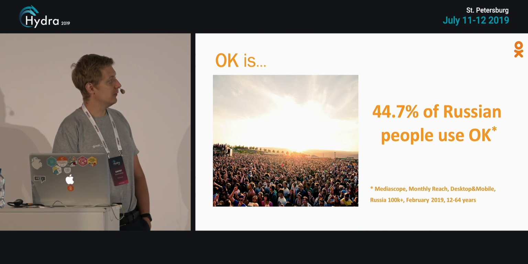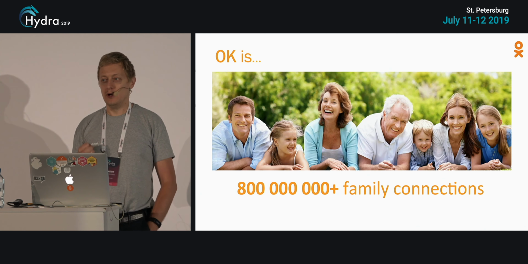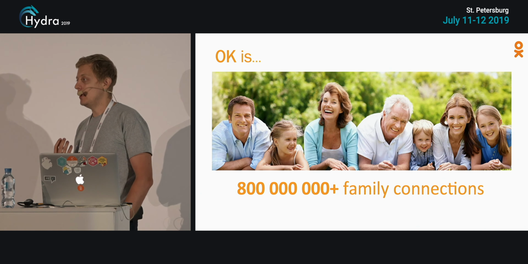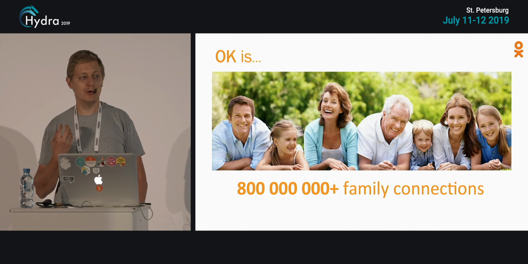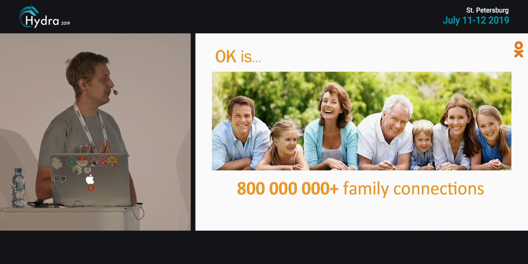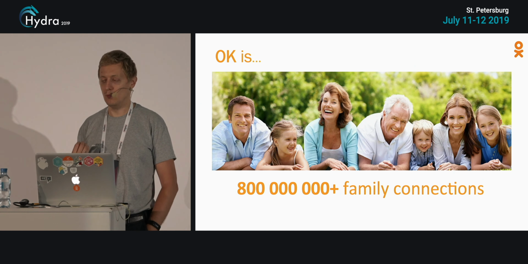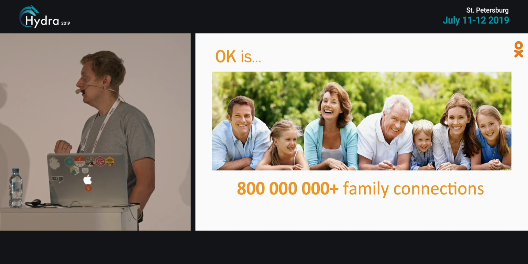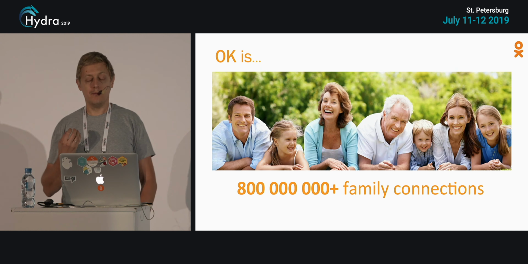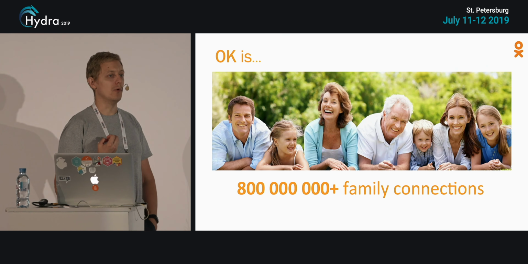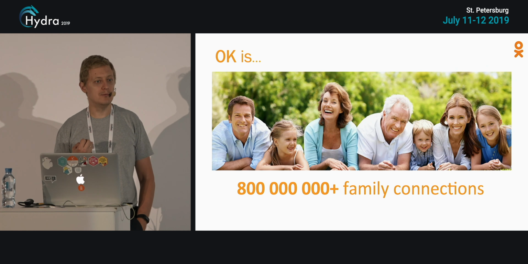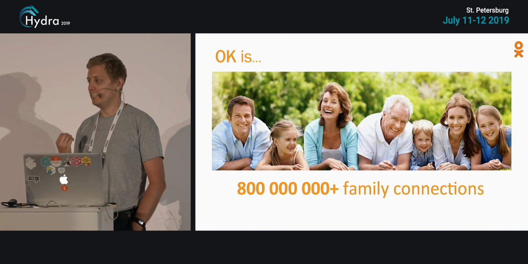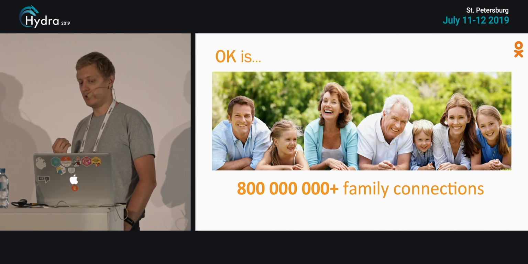So why are all those people visiting us? First of all, they're using us in order to communicate with their relatives, with their close friends, with people that they like more. More than 800 million family connections are in our social graph. So Одноклассники is really very concentrated on family and close interactions.